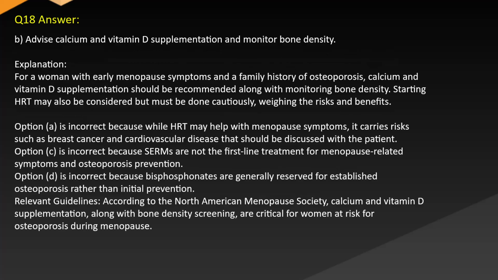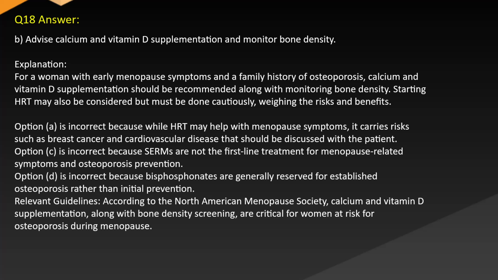Answer: B. Advise calcium and vitamin D supplementation and monitor bone density. Explanation: for a woman with early menopause symptoms and a family history of osteoporosis, calcium and vitamin D supplementation should be recommended along with monitoring bone density. Starting HRT may also be considered but must be done cautiously, weighing the risks and benefits.